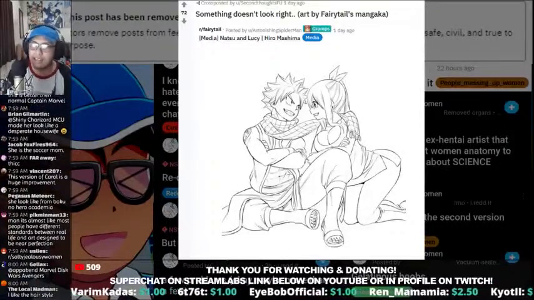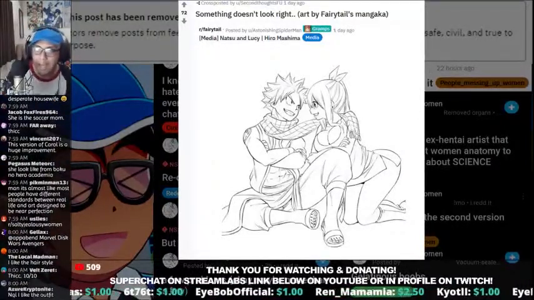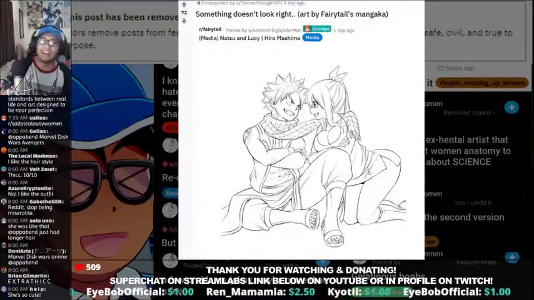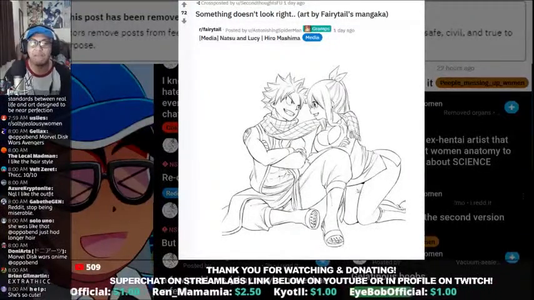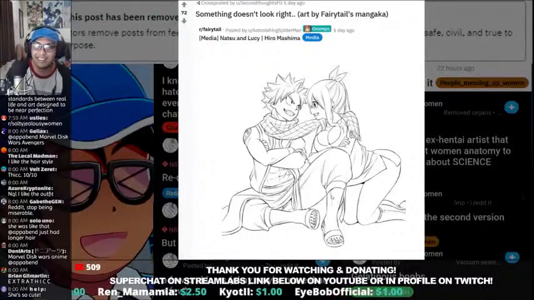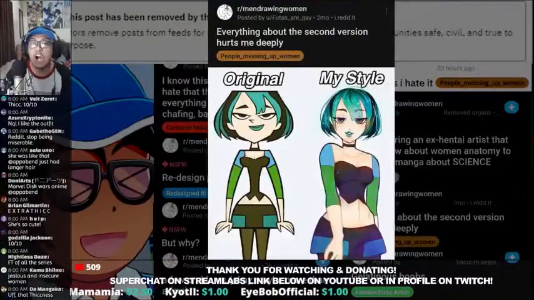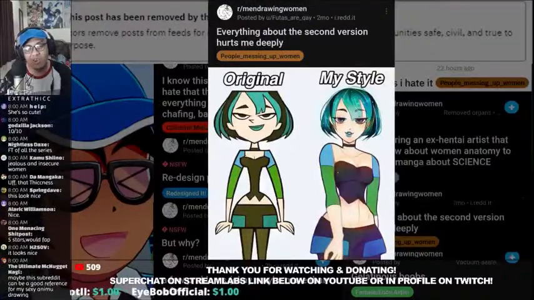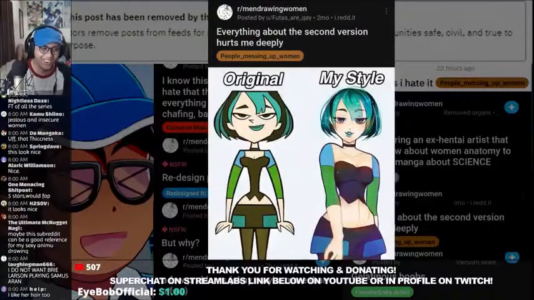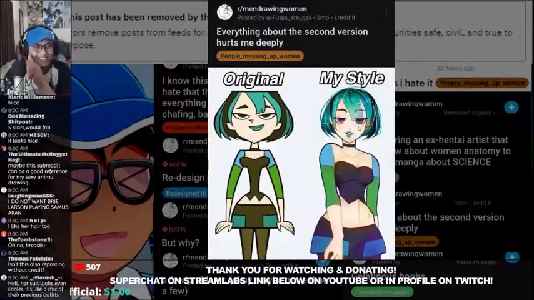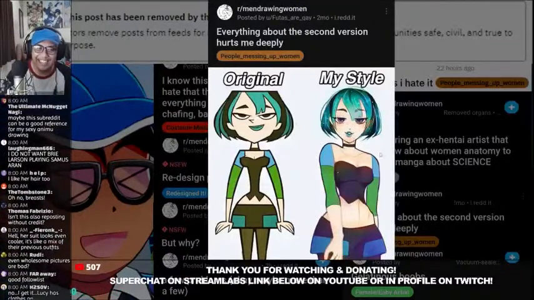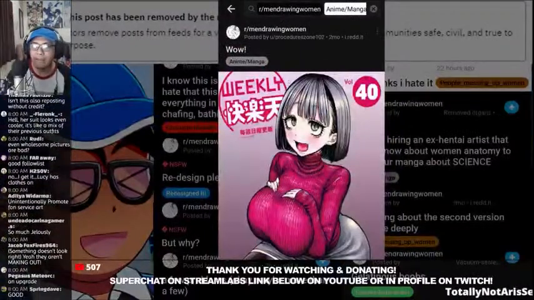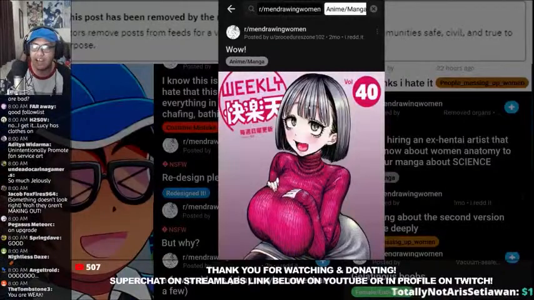There's also this, "something doesn't look quite right," art by a Fairy Tail mangaka. What's not quite right? Oh, this character has boobs. Oh no, the character has boobs. God forbid, she got boobs. Everything about the second version hurts me deeply. Wow. Yeah.